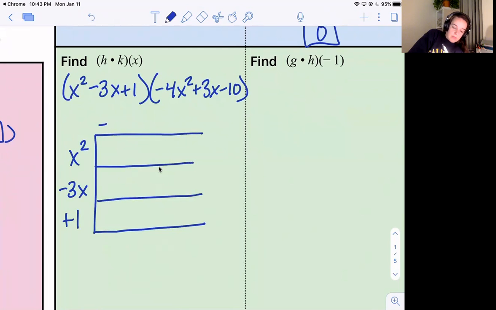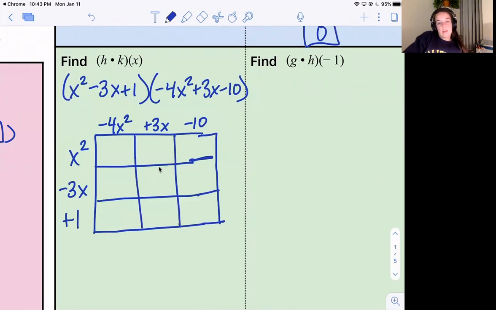And then across the top, negative 4x squared plus 3x minus 10. So we're going all the way over here, just like that. And I can see it is a bigger box, but it's going to work in exactly the same way as the normal box.